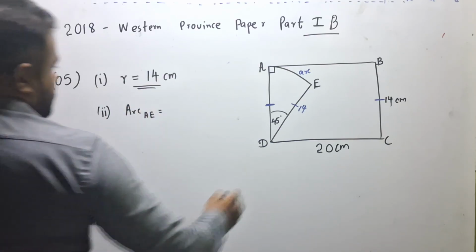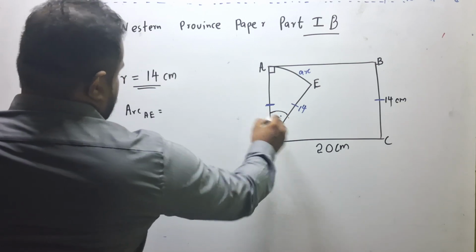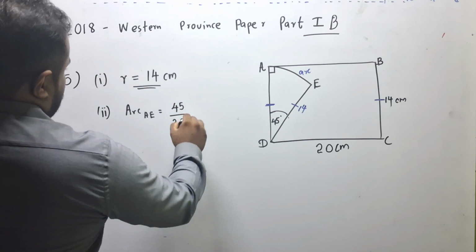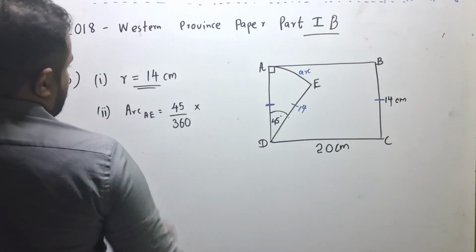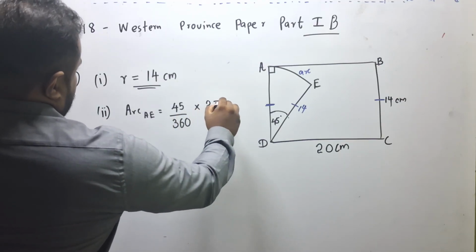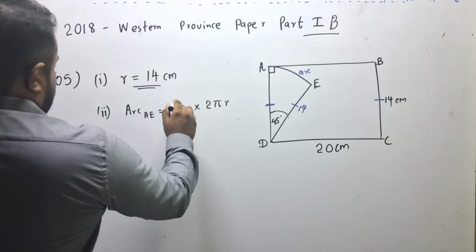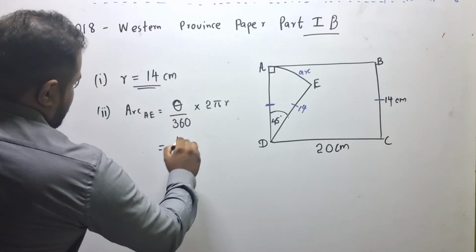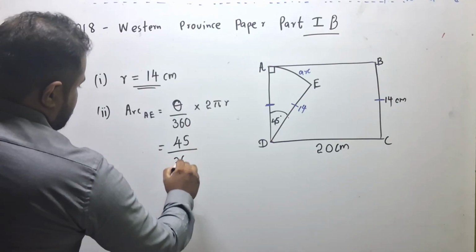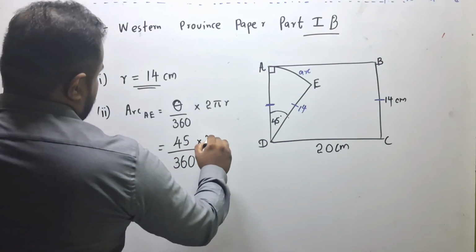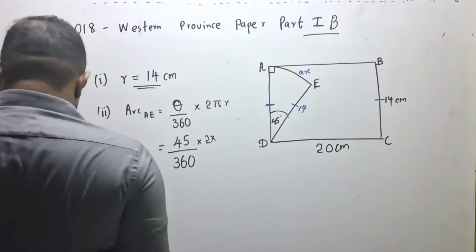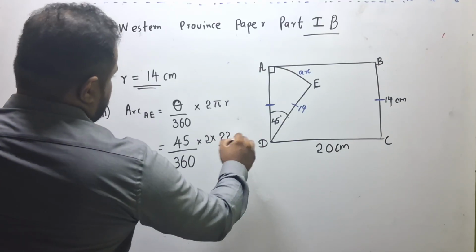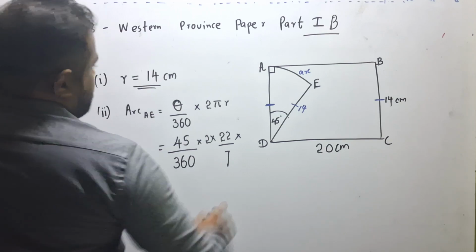Arc AE is equal to the angle of the sector, which is given as 45, out of 360 multiplied by 2πr. So I will write theta over 360, then input values. Theta here is 45, out of 360 multiplied by 2 times π is 22 over 7. R is 14.